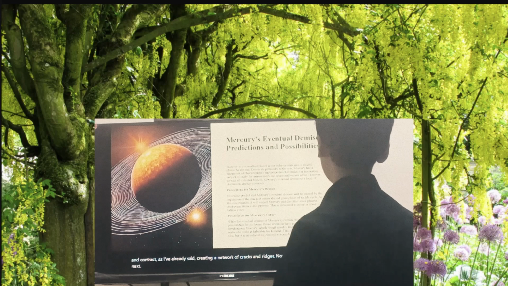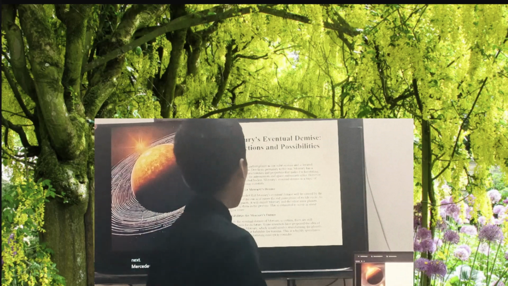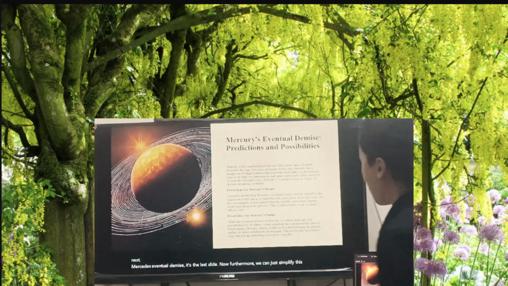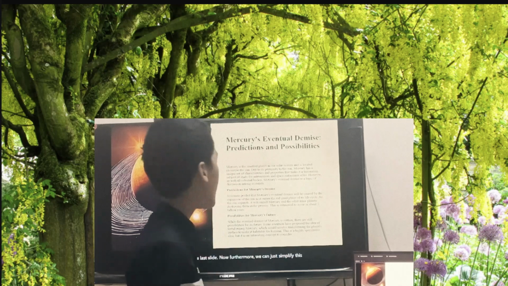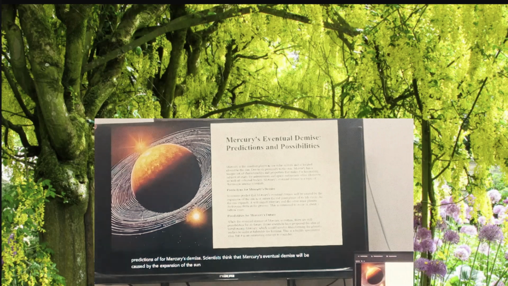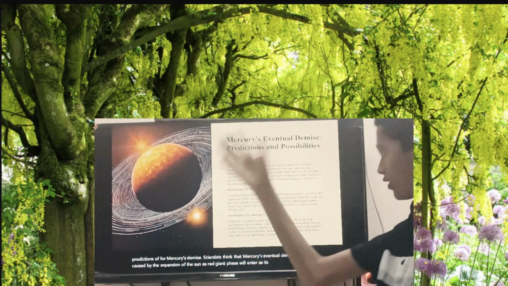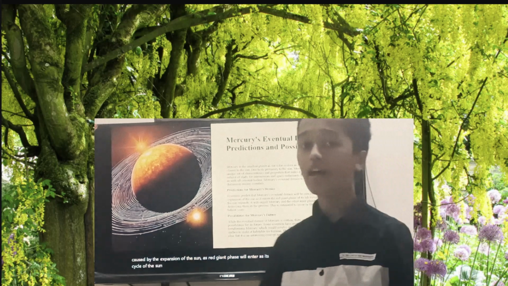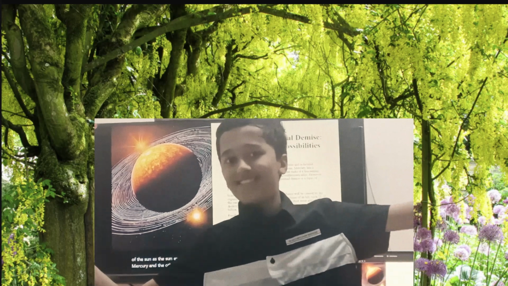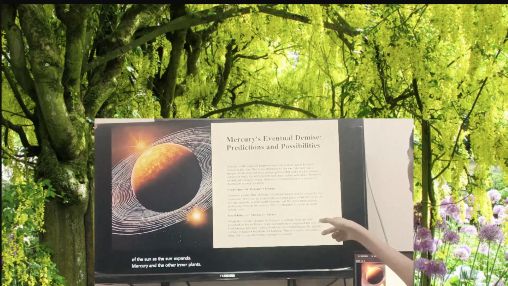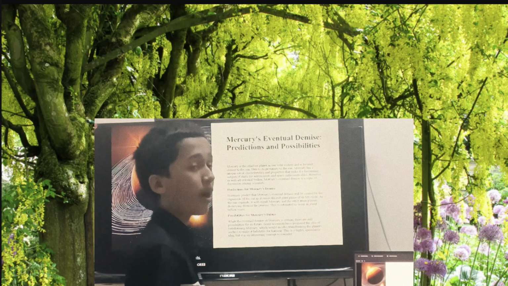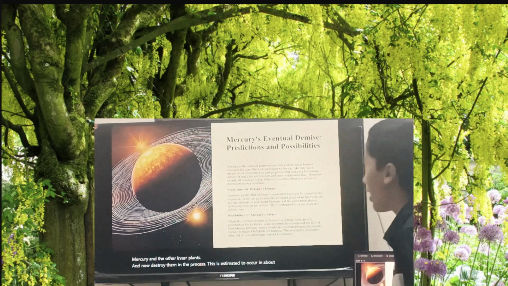Mercury's eventual demise is the last slide. Now, furthermore, we can just simplify this. Predictions for Mercury's demise. Scientists predict that Mercury's eventual demise will be caused by the expansion of the Sun as it enters its red giant phase, a phase of the Sun's life cycle. As the Sun expands, it will engulf Mercury and the other inner planets, destroying them in the process. This is estimated to occur in about 5 billion years.